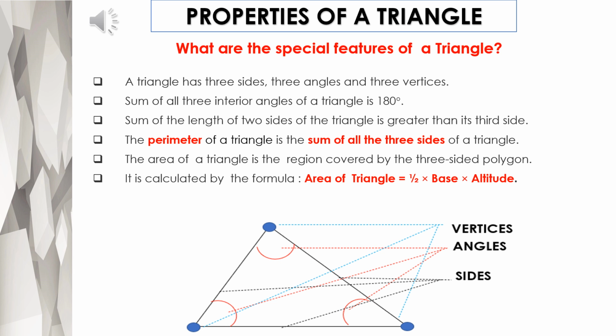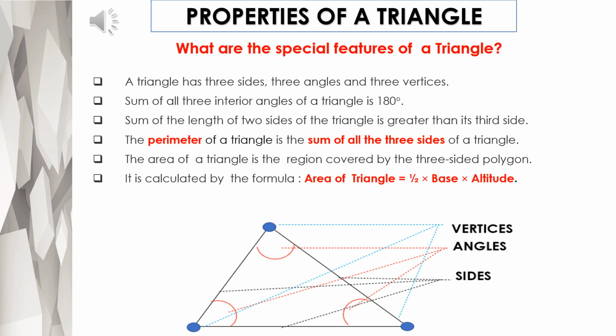Now, let me take you through the properties of a triangle. What are the special features of a triangle? As we have just seen, a triangle has three sides, three angles, and three vertices. These three angles are called the interior angles of the triangle. And the sum of these three interior angles of the triangle is always equal to 180 degrees.